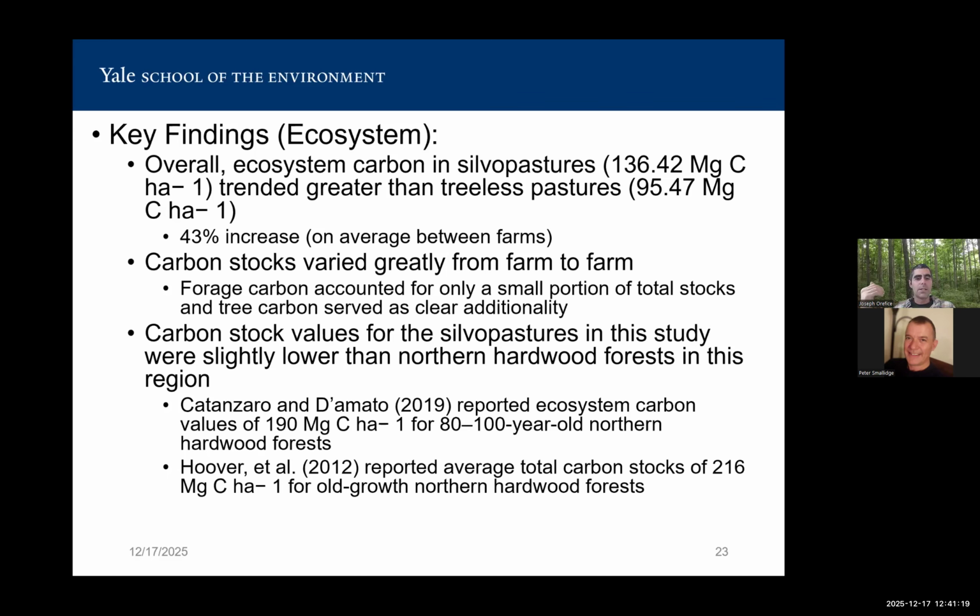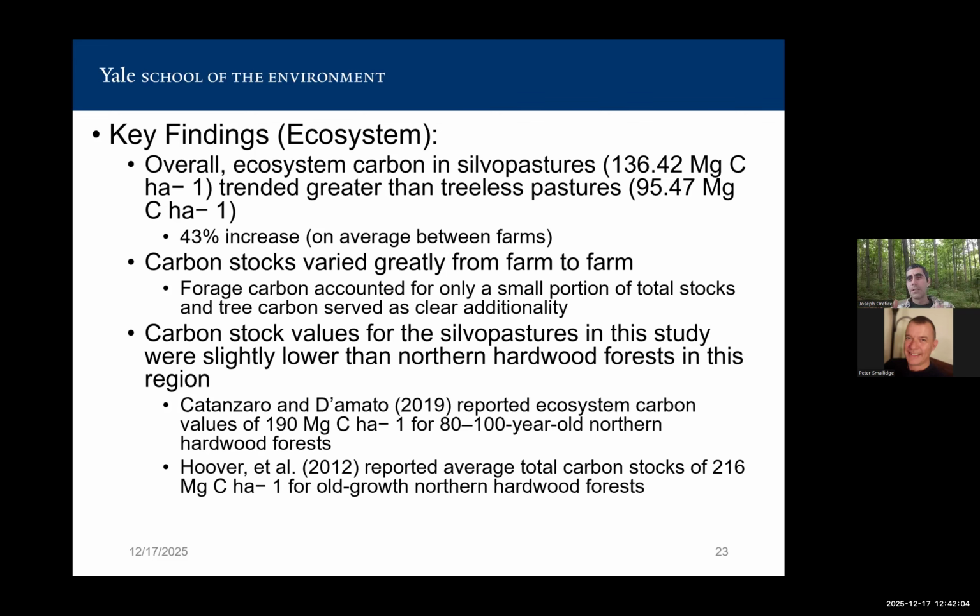Catanzaro and D'Amato reported ecosystem carbon values of 190 megagrams per hectare for 80 to 100-year-old northern hardwood forests. And our silvopastures were on average 136 megagrams per hectare. So less than that closed canopy forest, but treeless pasture was less than half of that. And Hoover et al. found about 216 megagrams of carbon per hectare for old growth northern hardwood forests. These are just ballpark figures that give you an idea of the scope compared to what we measured.